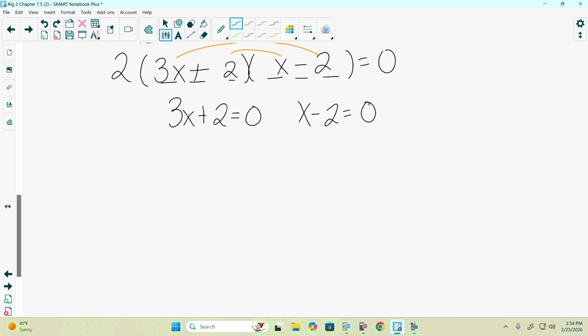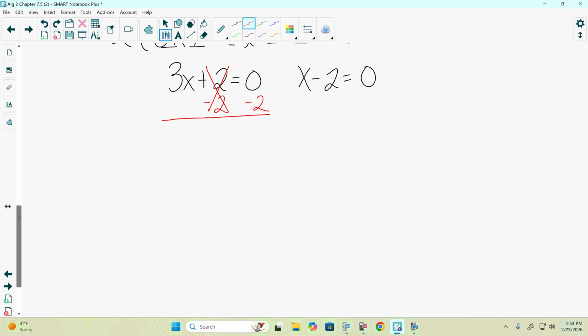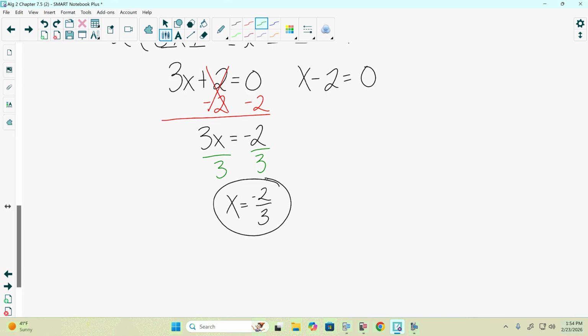Now our 3x plus 2, the first thing we can do to solve this here is going to be to subtract 2 from both sides. Because our 2 minus 2 would be 0, leaving us with 3x equals 0 minus 2, which is negative 2. And then lastly, we're going to divide both sides by 3, telling us x is equal to negative 2/3. That's one of our solutions.